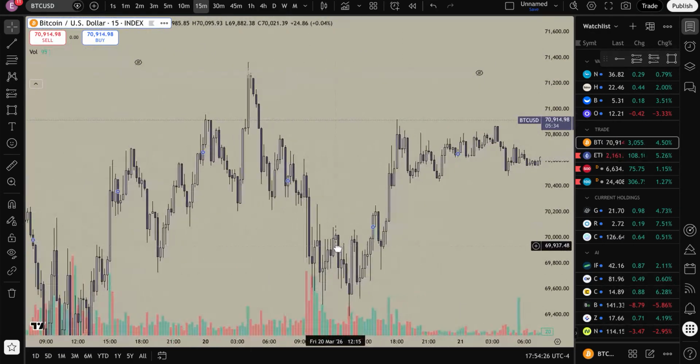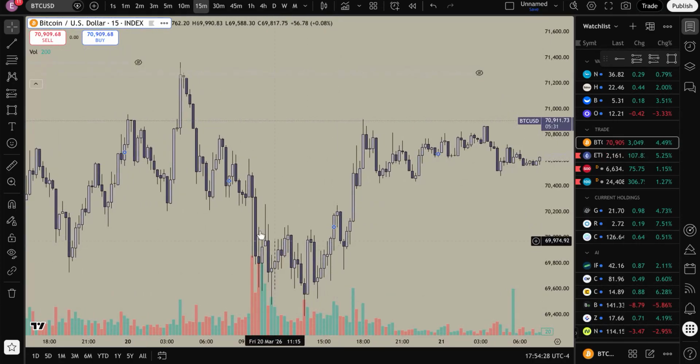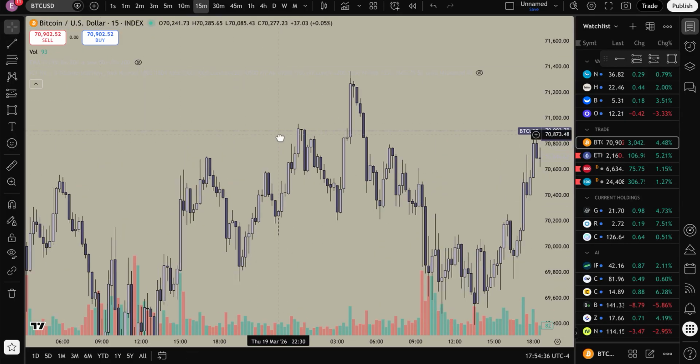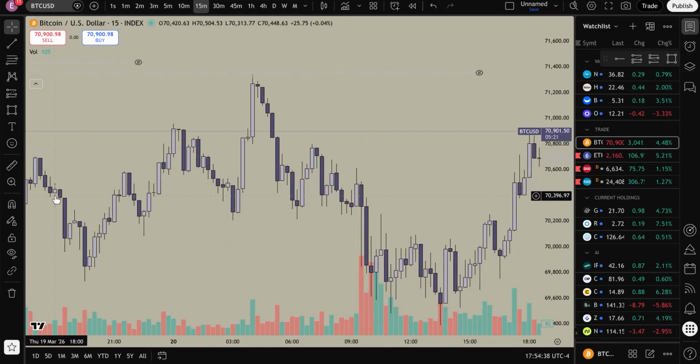This Friday was a really good example too. First thing that we do is obviously mark out the 15-minute and 1 hour fair value gaps on Friday.